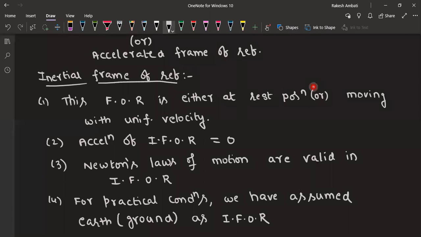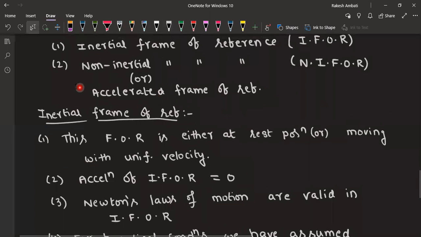So earth comes under uniform circular motion. In the case of uniform circular motion, centripetal acceleration is present. If acceleration is present, then earth has to come under a non-inertial frame.